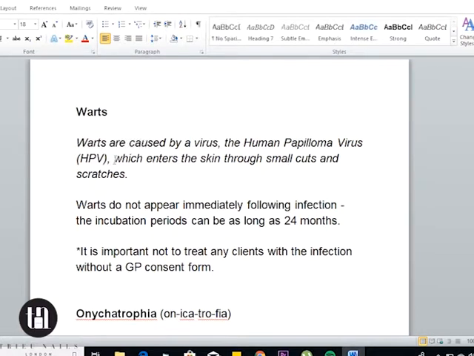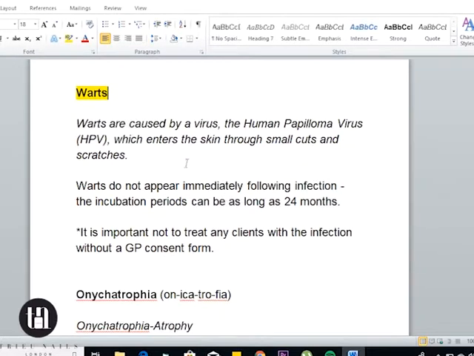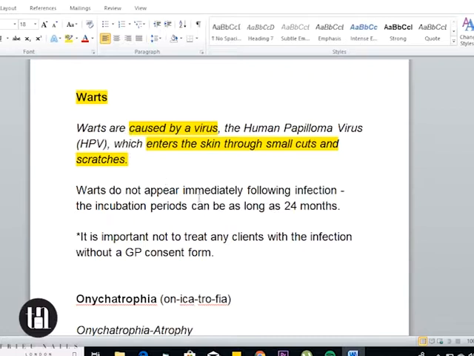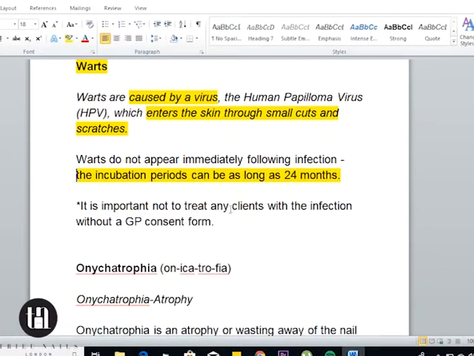One other nail disease that we're quite familiar with is warts. These are viruses that enter the skin through small cuts or scratches. Some warts don't visibly appear and can be with you for as long as 24 months without appearing. Don't treat any clients with this infection without a GP consent form.